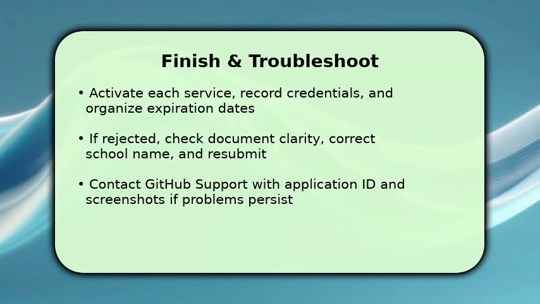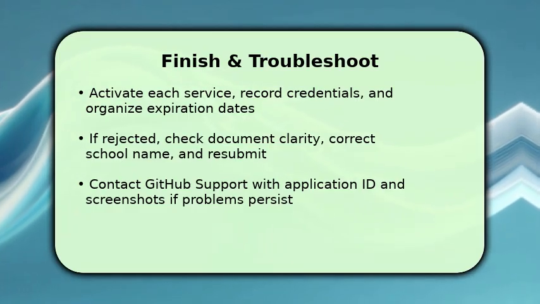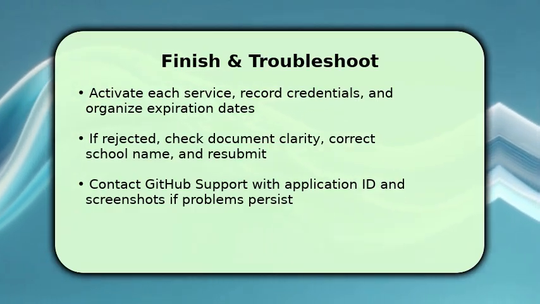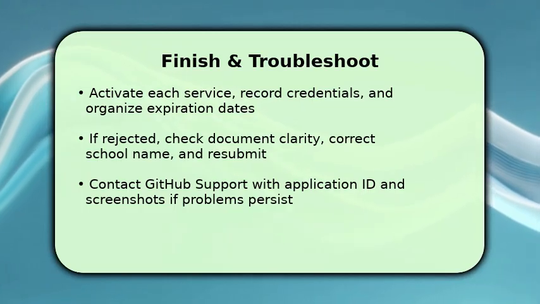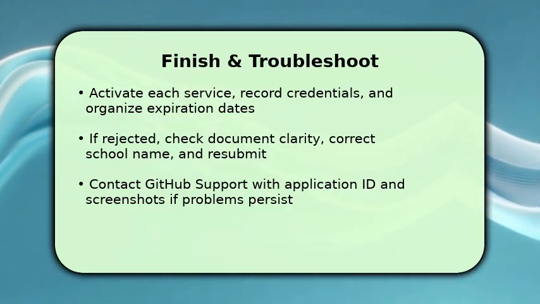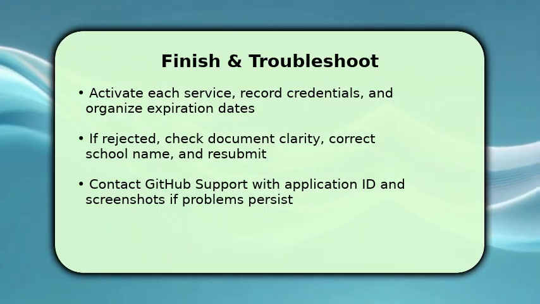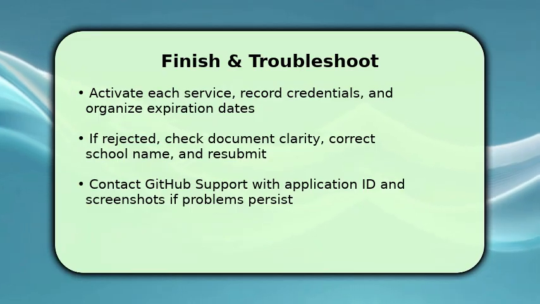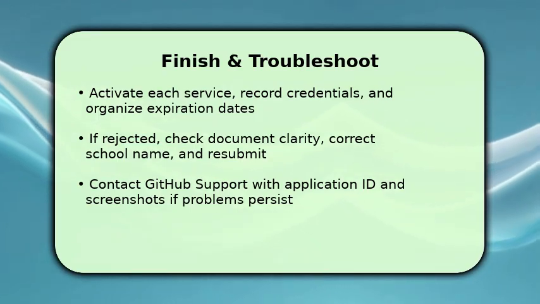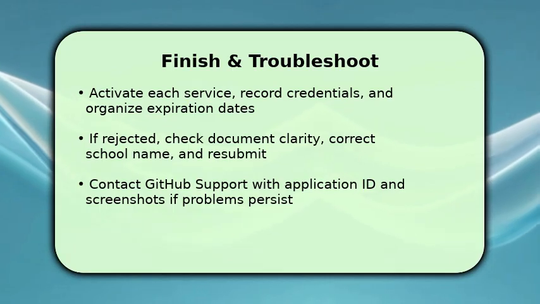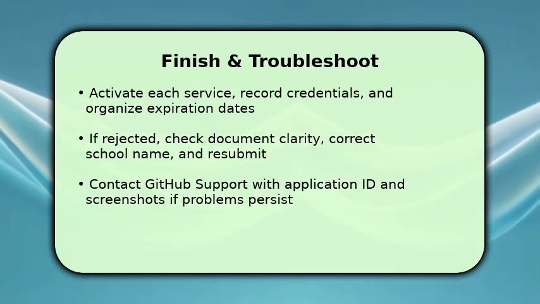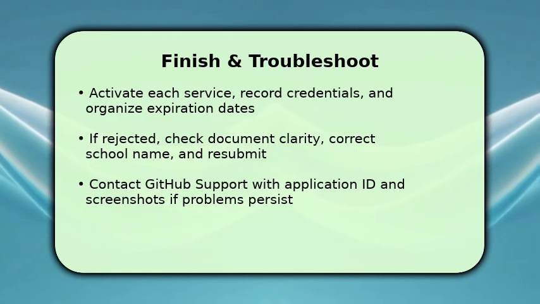If your application is rejected, don't panic. Review the rejection reason, ensure the school name matches, improve photo clarity, and resubmit promptly. If resubmission fails or offers aren't activating, gather your application ID and screenshots, then contact GitHub support. Include exact error messages. This targeted step resolves most issues, and once cleared, you'll have access to the Pack benefits for the eligible period.